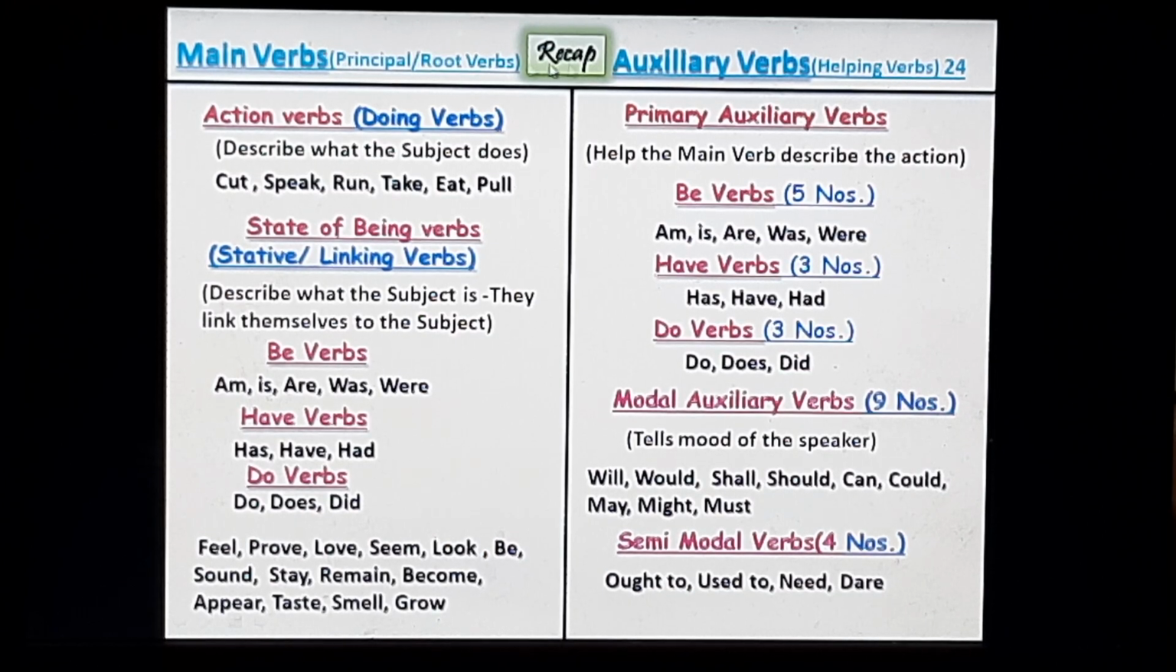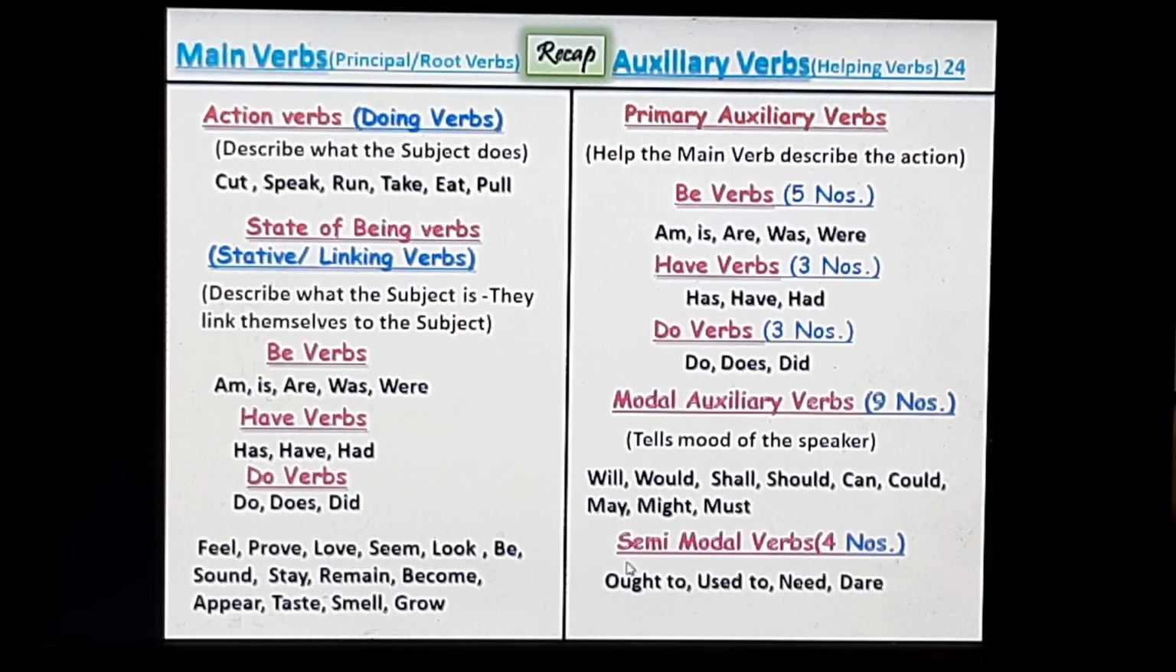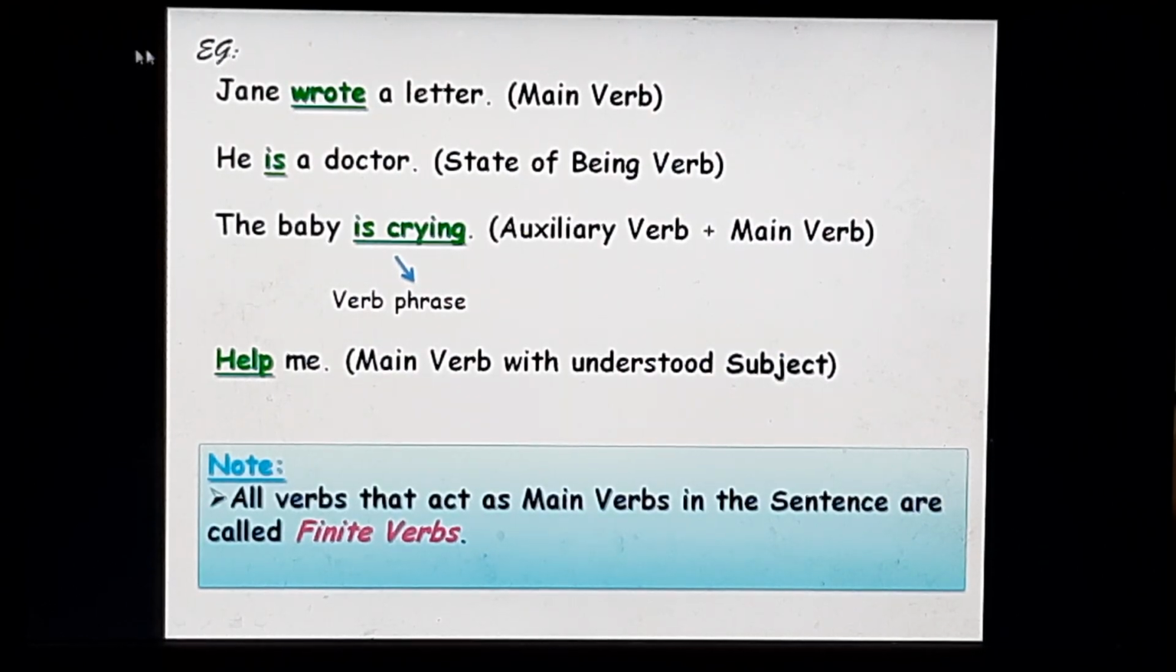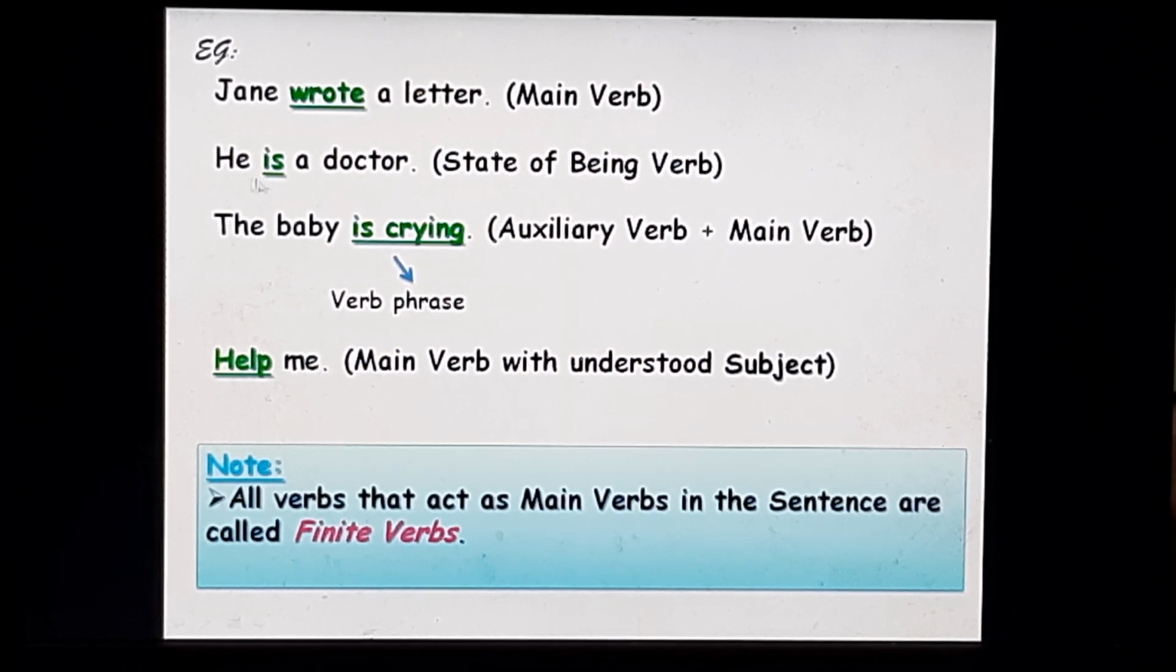So I have a recap for you over here. Please go through the page, children. You'll know about all the verbs here. So now let's see the examples. Jane wrote a letter. Wrote is a verb which is a main verb. He is a doctor. Is is a state of being verb but is a main verb here.